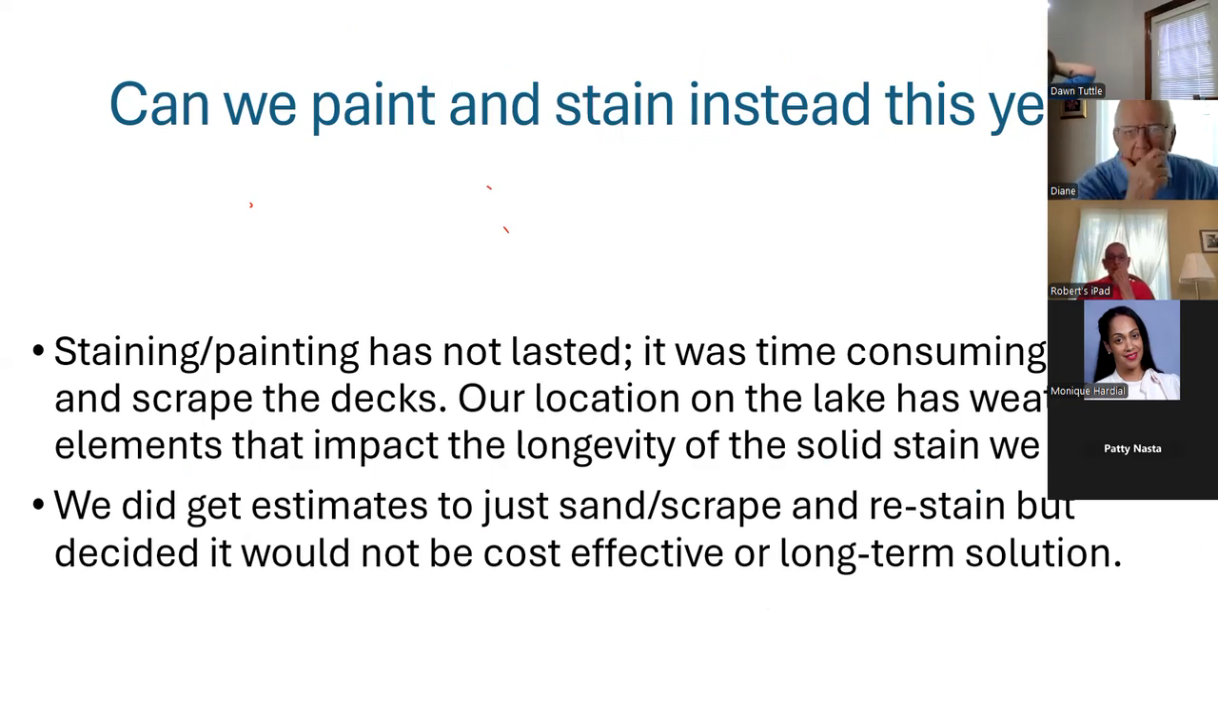Can we just paint and stain this year? At this time, now that we're getting into the season, we definitely can't. We wouldn't even be able to do it till the fall. A year and a half ago, my staff sanded and painted, which is actually a stain. It just looks like paint. It didn't work. All of the decks were done and they're all peeling. So the longevity of it doesn't work with the solid stain.